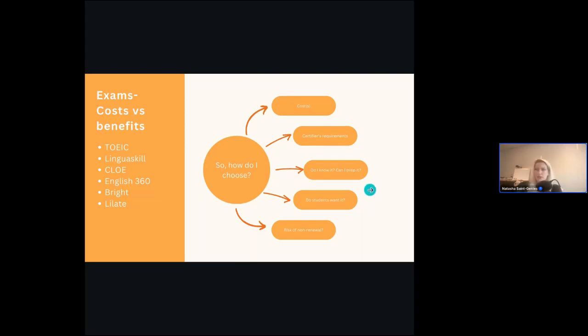Obviously, if you're starting out or you're an entrepreneur, you're not going to be paying €300 a year for CLUE and then what is it, €500 a year for Lillet at the same time, and all these different exams. In the beginning, it's not possible. But why not go to English 360 and CLUE and get in touch with TOEIC, so that somewhere down the line, once you have more clients, you'll have more to offer them.